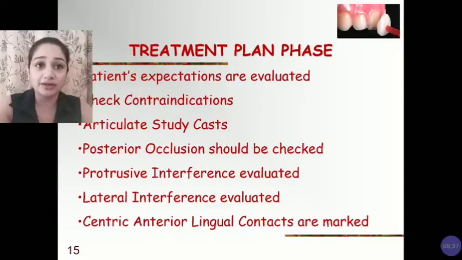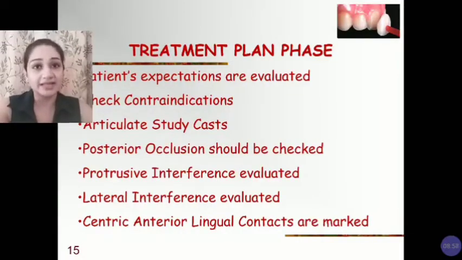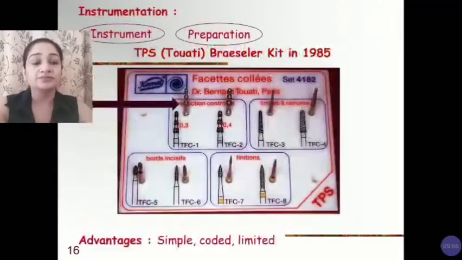Then we have to articulate the study cast on the articulator. The posterior occlusion should be checked. The protrusive interferences should be evaluated. The lateral interferences should also be evaluated so that there are no undue forces on the margins of the dental laminates. The centric anterior lingual contacts are initially marked.